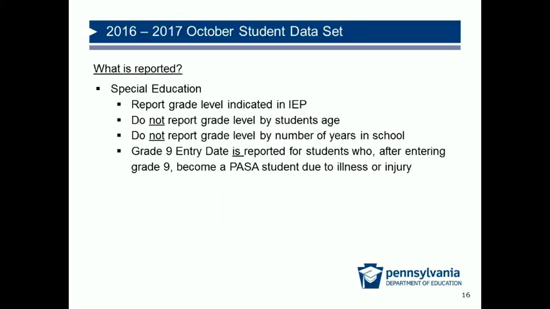Your special education students also need to be reported in the templates. You will report the grade level indicated on the IEP. This should not be based on the student's age or the number of years the student has been in school. It must come from the IEP. The grade 9 entry date is reported for students who have entered 9th grade, including a PASA student who entered 9th grade and then due to a student illness or injury is now considered a PASA student.